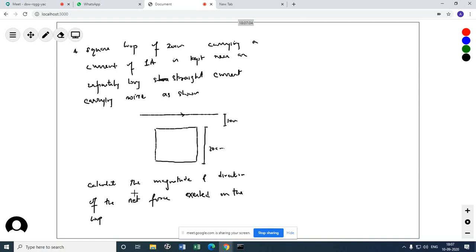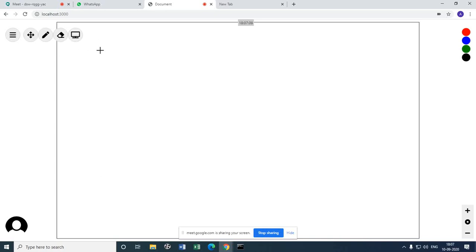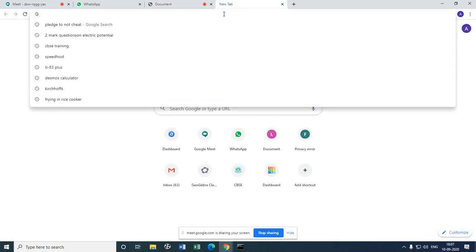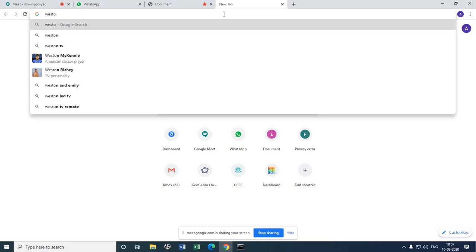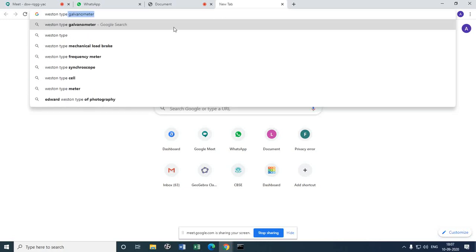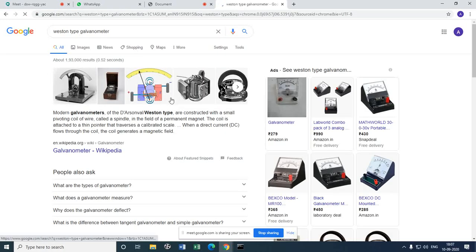Let us come to the moving coil galvanometer now. Can I clean it? Moving coil galvanometer. The galvanometer which we use in the physics lab is also known as the Weston type galvanometer. I have shown you earlier. This is the Weston type galvanometer. What can you see in this case? Or Arsonval or Weston type galvanometer.